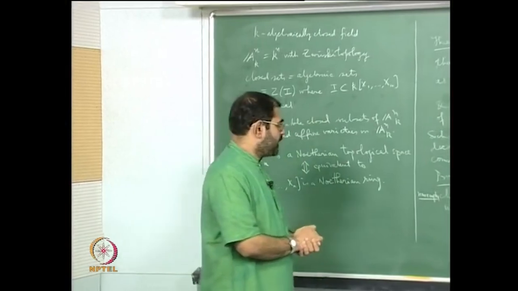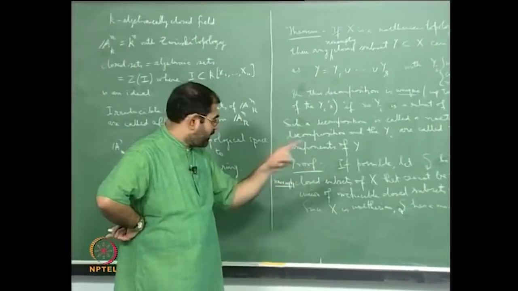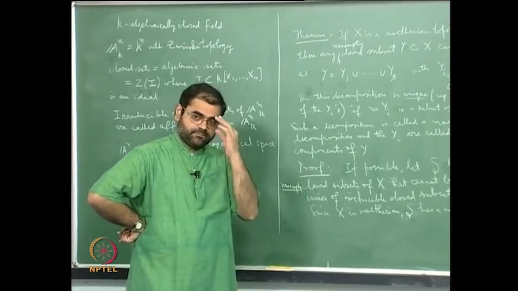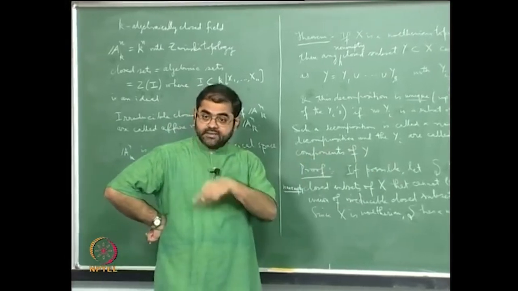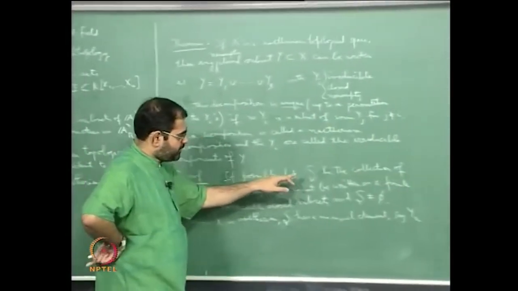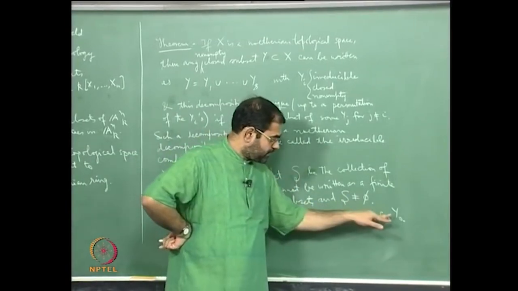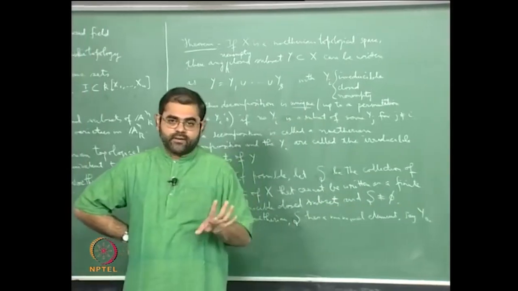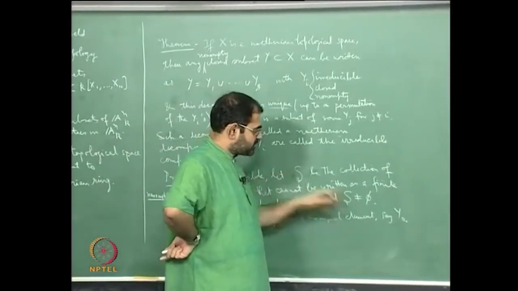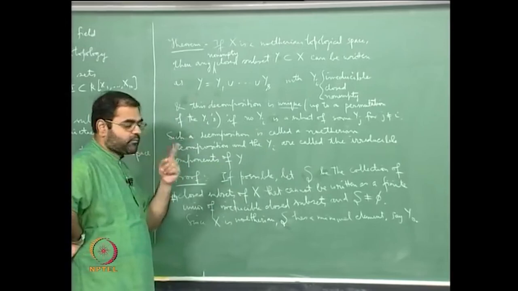So there is a minimal element, which means that Y naught is a non-empty closed subset. Y naught cannot be written as a union of proper closed subsets, and it is the smallest in the collection S. Smallest with respect to what? With respect to inclusion of subsets, which means that if there is an element of S which is contained in Y naught, then it has to be equal to Y naught. That's what minimality means. Minimality means that if there is some other thing which is smaller than this, then it has to be this.